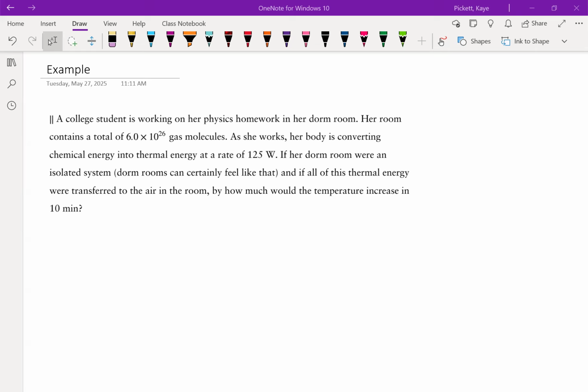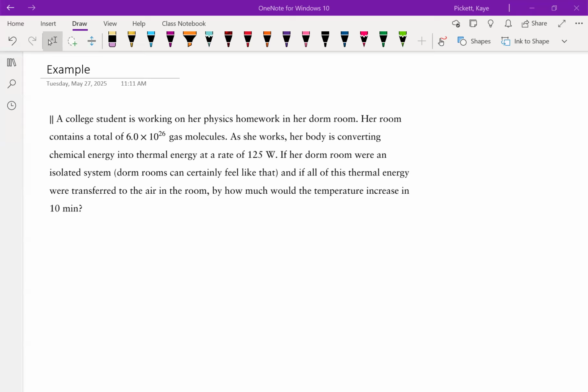If her dorm room were an isolated system and all of this thermal energy were transferred to the air in the room, by how much would the temperature increase in 10 minutes? Now, this is ignoring furniture and everything else. So that's an entirely different situation.